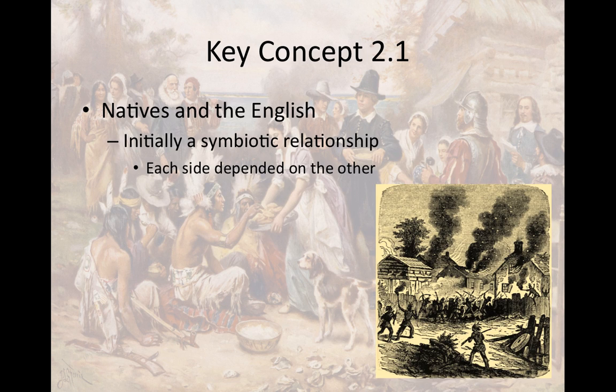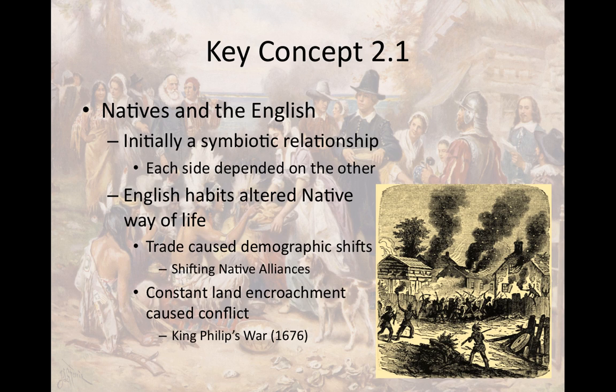Okay, at first they might have gotten along because each side needed each other and depended on each other for trade. Each side traded what it had in surplus for what the other had in surplus. So the English were willing to give up manufactured goods, things like guns, for things the natives had in surplus, like food and natural resources.